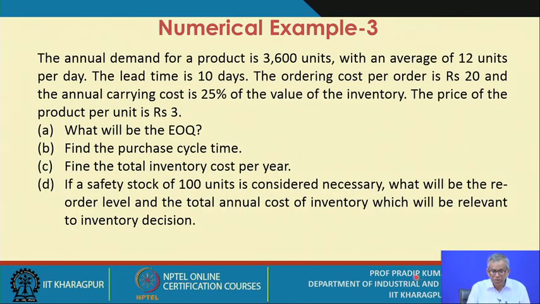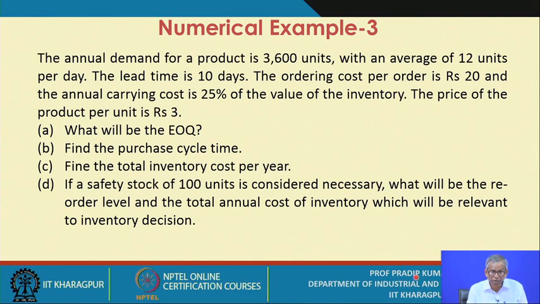Now let us discuss the third numerical example. Let me read it out. The annual demand for a product is 3600 units with an average of 12 units per day. The lead time is 10 days. The ordering cost per order is ₹20, and the annual carrying cost is 25% of the value of the inventory. It's considered to be very, very high, 25%. The price of the product per unit is ₹3. What will be the EOQ?